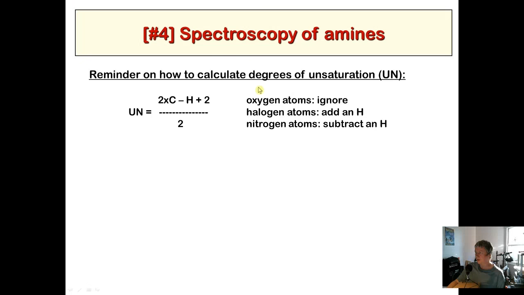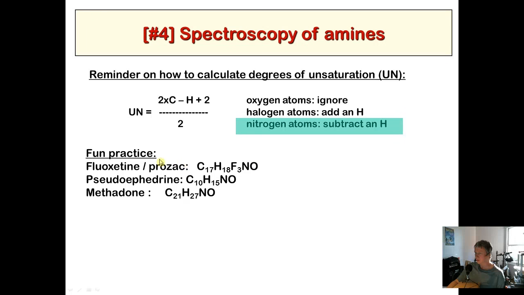Spectroscopy. How do we calculate degrees of unsaturation for nitrogen? Well, you better get used to it because you're going to see it on these upcoming quizzes. So remember the rule, for nitrogen we subtract an H. So if we have an amine, we have to subtract an H before we do this calculation. This is sort of my calculation that I came up with for unsaturation. Oxygens you ignore, halogens you add, nitrogens you subtract.